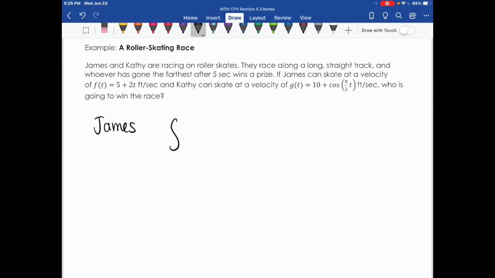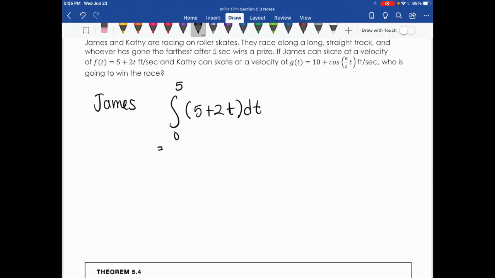So for James, we're going to integrate from 0 to 5, 5 plus 2t dt. When I find the antiderivative of 5, that gives me 5t. When I find the antiderivative of 2t, I get 2t squared over 2, and I can get rid of those 2's. And I have plus c, and I want to evaluate that from 0 to 5.